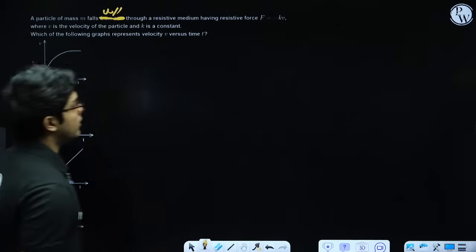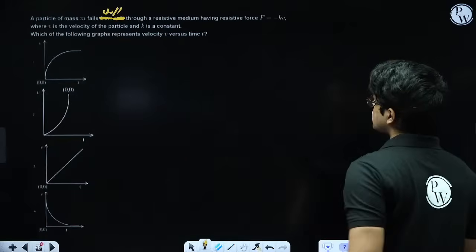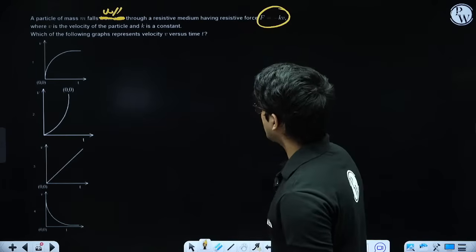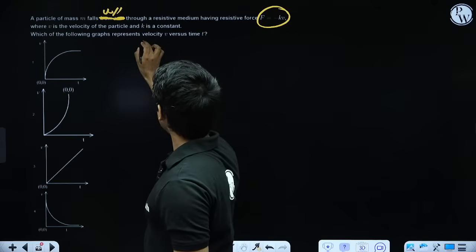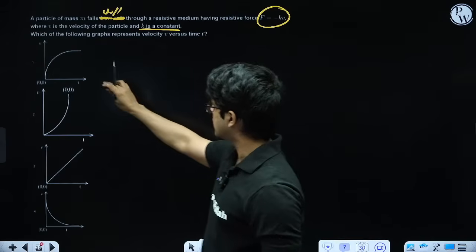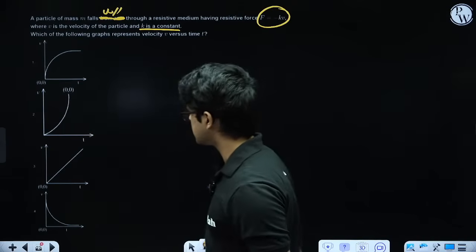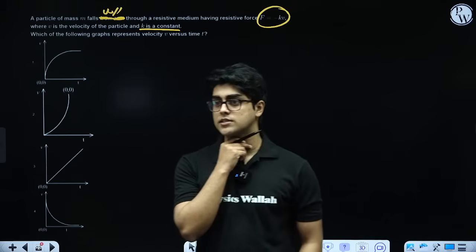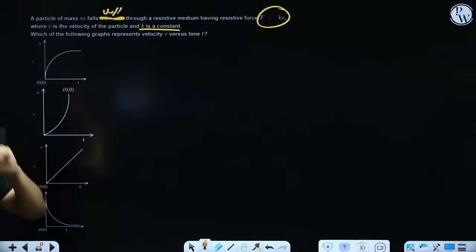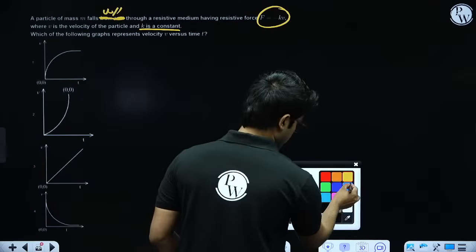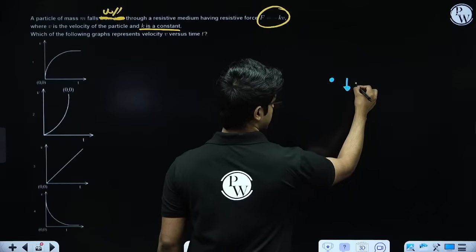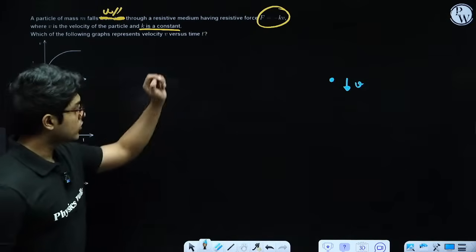Okay, I'll explain why. It falls through a medium having a resistive force of minus kV, where v is the velocity of the particle and k is a constant. Then the question is, which of the following graphs represents velocity versus time? So we have to find the velocity versus time graph, and the force is minus kV. The particle is simply falling with some velocity v. Then the force is minus kV.